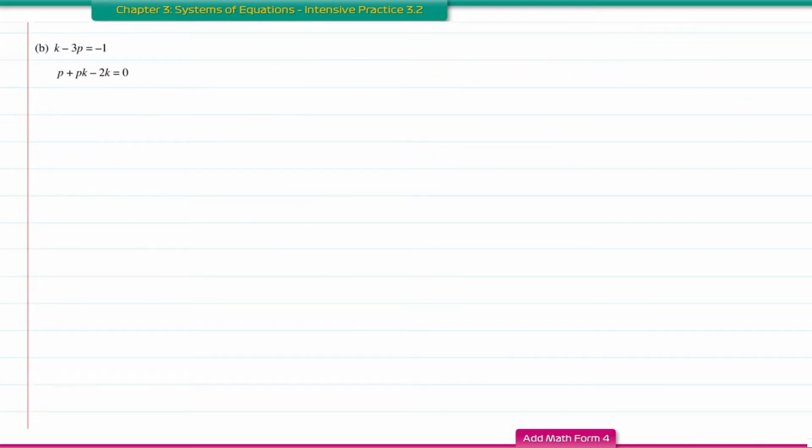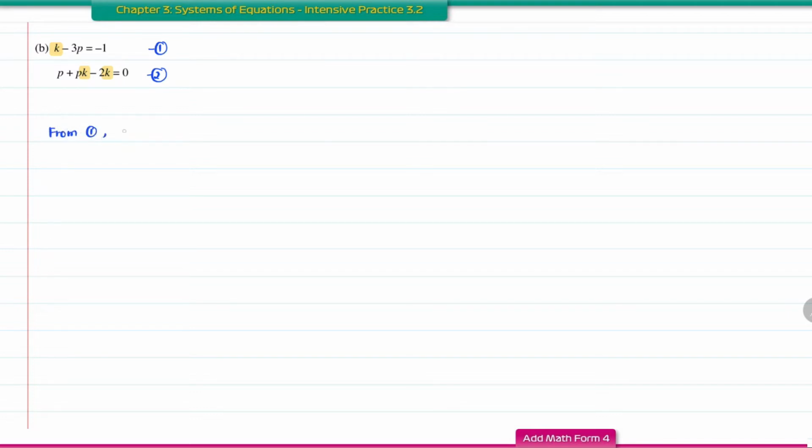Question B. This is still simultaneous equations involving one linear and one non-linear. First, let us just label them as equations 1 and 2. We can solve this, and it's easier using the substitution method. I'm just going to choose the k from equation 1 to become the subject of the formula, which later on we're going to substitute into the k in equation number 2.